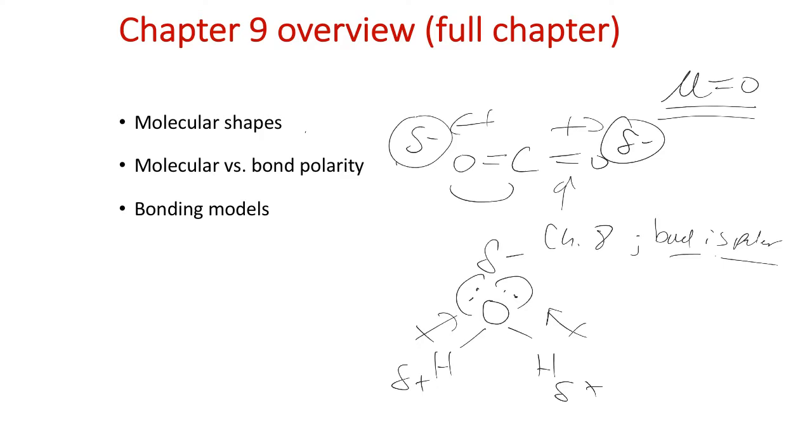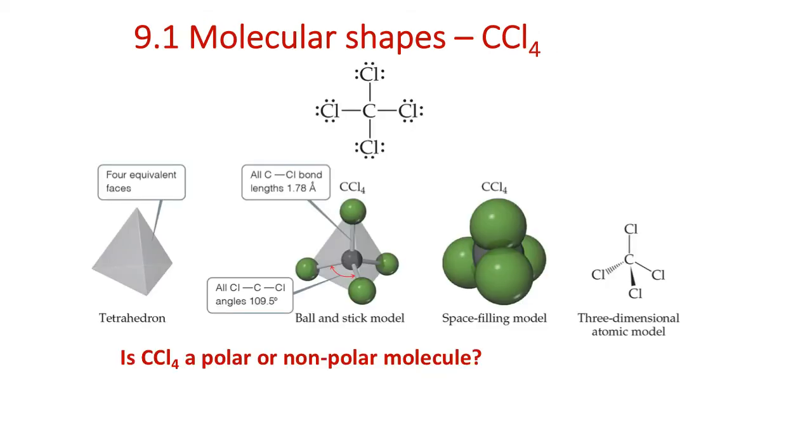Lastly, in chapter 9, we'll talk about some different models of bonding. So we'll talk about things like hybrid orbital theory. We'll talk about molecular orbital theory just to try to understand how bonds form and some different characteristics of bonding.